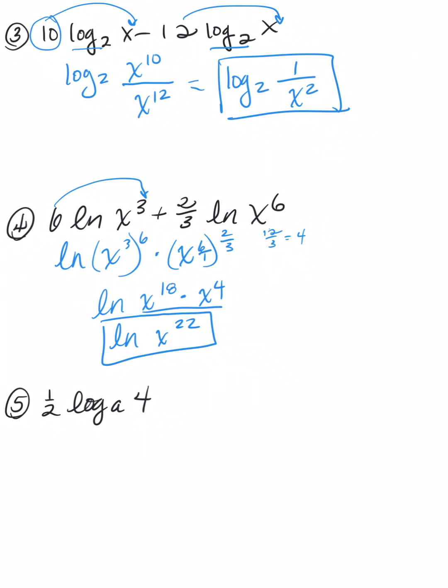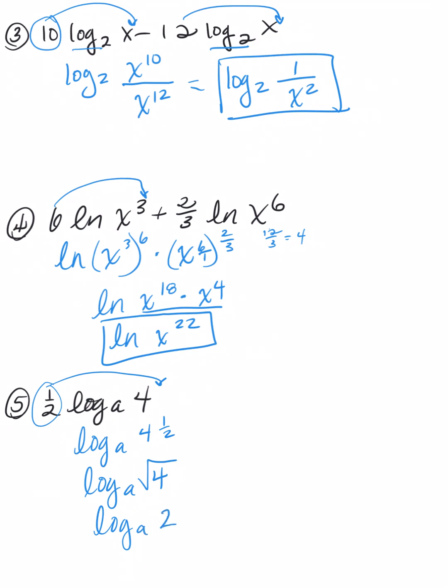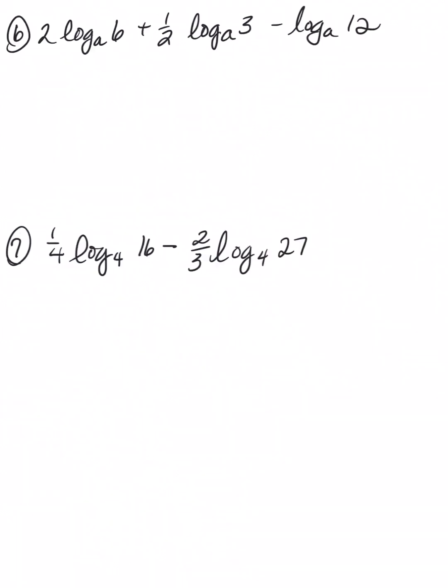So this is 1/2 log base a of 4. So remember, this 1/2 is going to become an exponent. So it's going to be log base a of 4 to the 1/2 power. Well, that is log base a of the square root of 4, right? We can clean that up. That becomes the log base a of 2. And this is how I finish the question. So if you can reduce the numbers, you should always reduce the numbers.